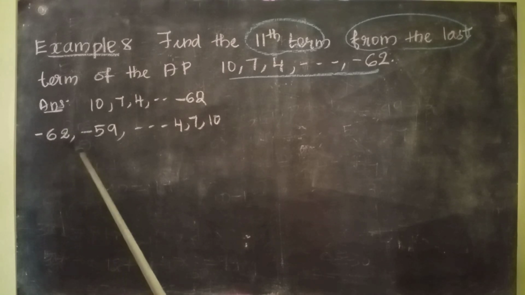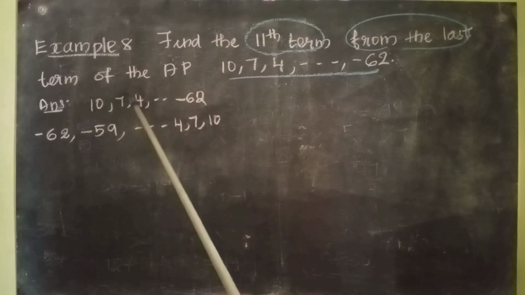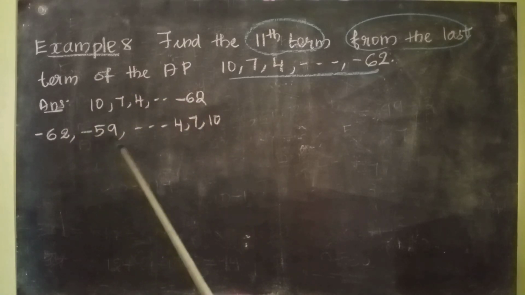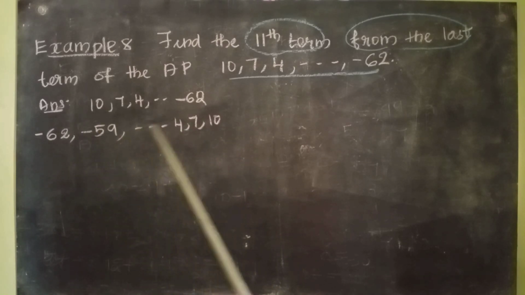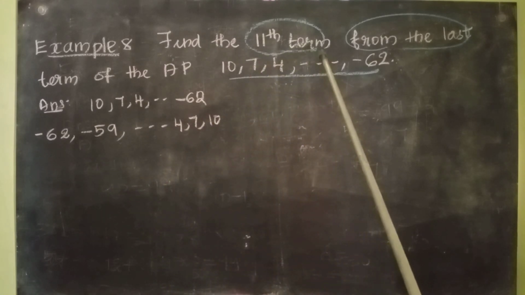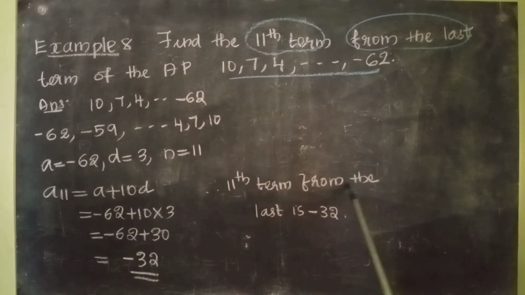So minus 62 plus 3, it is minus 59, etc., 4, 7, 10. So our AP is 10, 7, 4, etc., minus 62. Reverse order is minus 62, minus 59, etc., 10. The reverse order only we are going to consider to find out the 11th term. A equal to minus 62, D equal to 3, N equal to 11. A11 equal to A plus 10D, that is equal to minus 62 plus 10 into 3, that is equal to minus 62 plus 30, that is equal to minus 32. So 11th term from the last is minus 32.